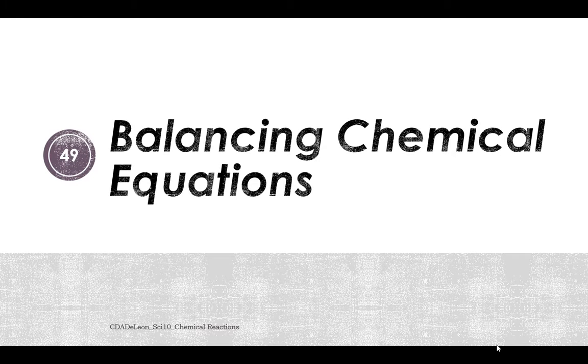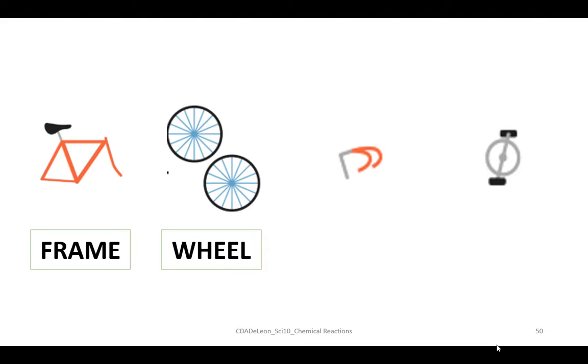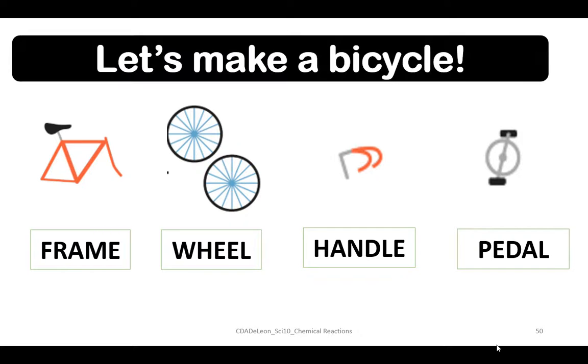Now let's discuss balancing chemical equations. We have frame, wheel, handle, and pedal. These are the major components of a bicycle.